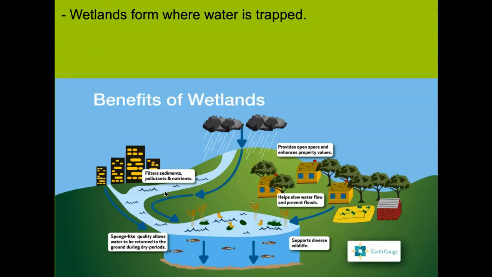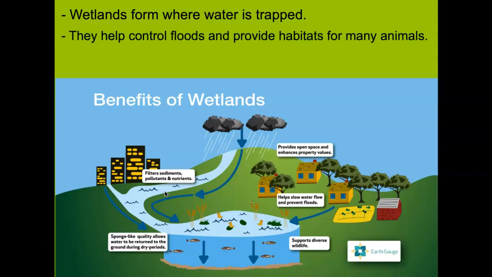So wetlands are going to form where water is trapped. They're going to help control floods, and so as you have a lot of rain, wetlands, since they are land areas that are primarily covered by water, can absorb additional water, and it doesn't really affect that particular ecosystem. Wetlands are also going to provide a habitat for many animals. Wetlands are also going to be natural filters. So the vegetation that is in the wetlands will be able to absorb and break down some of those pollutants that may be trapped in the water.